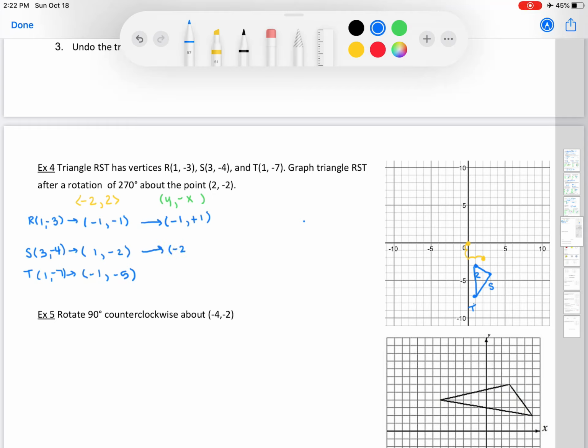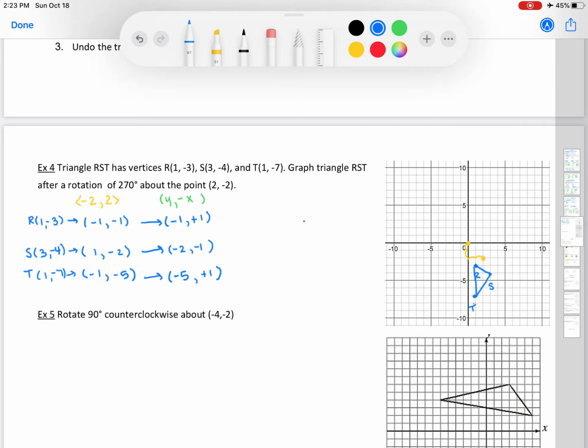For S, your x and your y flip. And your second coordinate changes signs. For T, we're following the same process. Our x and our y flip, they switch positions, and our second coordinate is going to change signs.